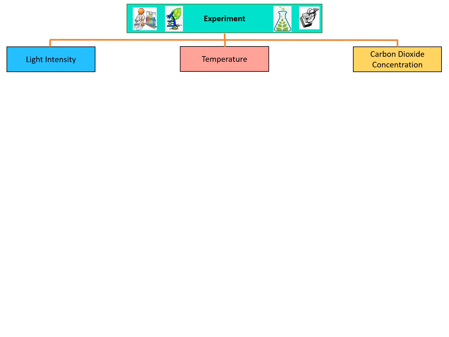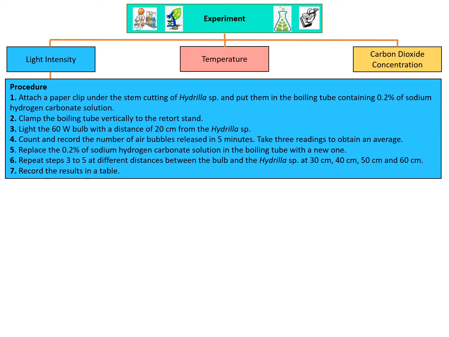Light intensity. Here is the procedure. Attach a paper clip under the stem cutting of hydrilla and put them in the boiling tube containing 0.2% sodium hydrogen carbonate solution. Clamp the boiling tube vertically to the retort stand. Light the 60-watt bulb at a distance of 20 cm from the hydrilla. Count and record the number of air bubbles released in 5 minutes. Take 3 readings to obtain an average.